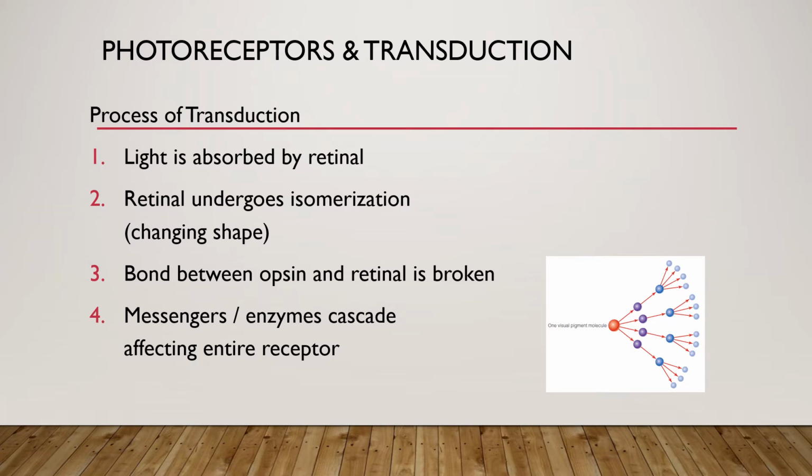So one photoreceptor can have millions, basically, of these visual pigment molecules. One photon of light is absorbed by one retinal molecule, and that can cause the whole photoreceptor to fire because of this enzyme cascade.